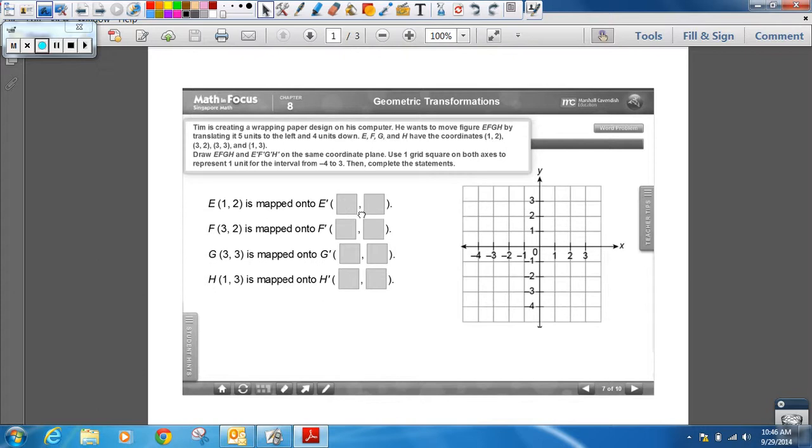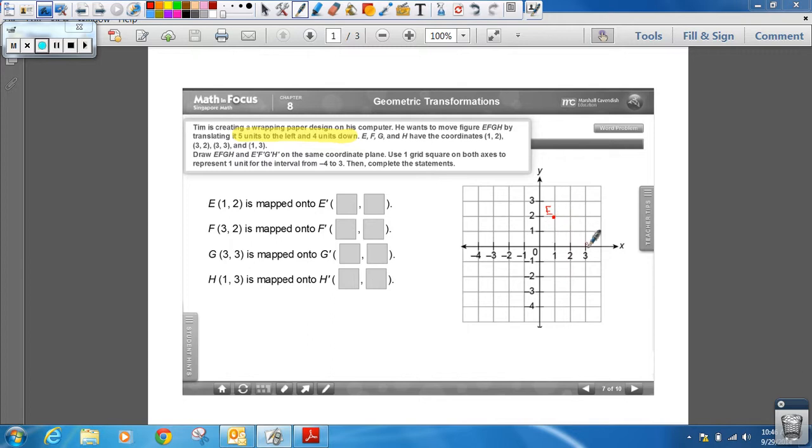Our second example then is the following. Tim is creating a wrapping paper design on his computer. He wants to move figure EFGH by translating 5 units to the left and 4 units down. EFGH have the coordinates 1, 2. So I'm going to go ahead and plot them, 1, 2. And that's the first one listed, so that's the first letter they gave us was E.